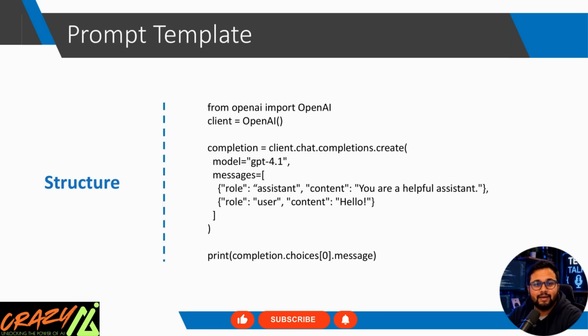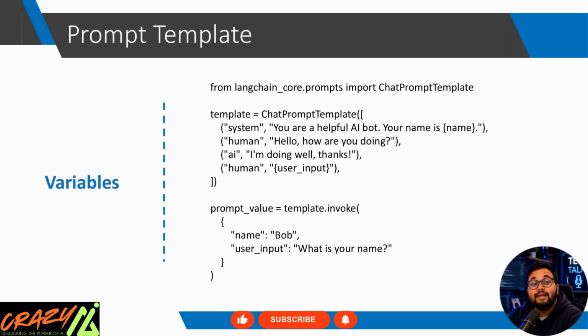Prompt templates become even more powerful when we introduce variables. Variables allow us to dynamically customize prompts. Instead of hard coding values, we can define placeholders such as name, product, location, or user input. At runtime, these placeholders are replaced with actual values. This makes prompt templates flexible and reusable. Variable-based templates are commonly used in chatbots, customer support systems, educational tools, and enterprise AI applications.